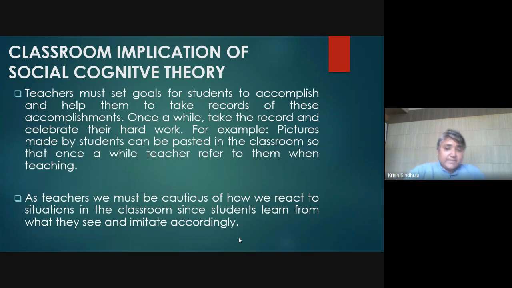On the practical part, if it is a teacher or a psychologist, and there's a child psychologist, how do I take social learning theory into practice? For example, teachers can set certain goals to accomplish, sit with the children, try to understand and facilitate them.